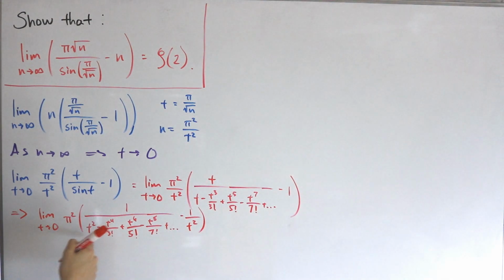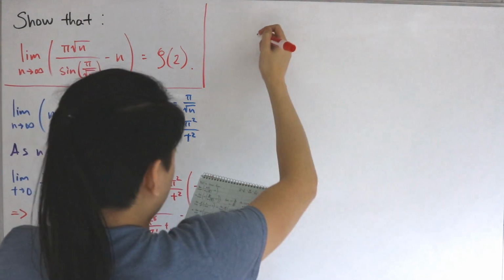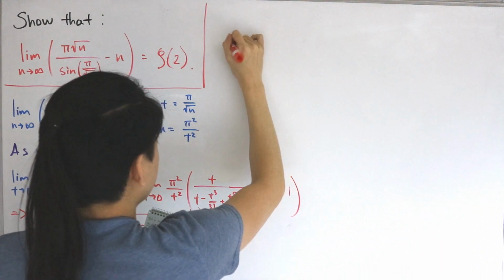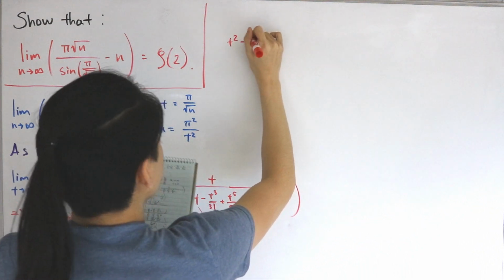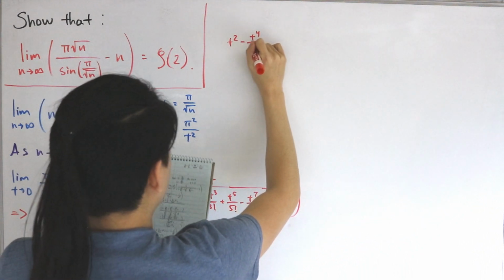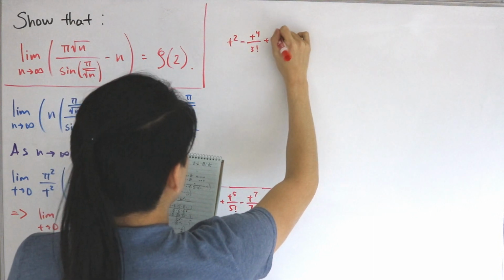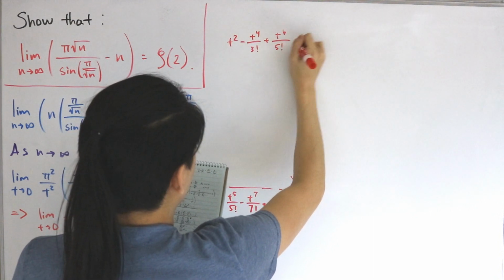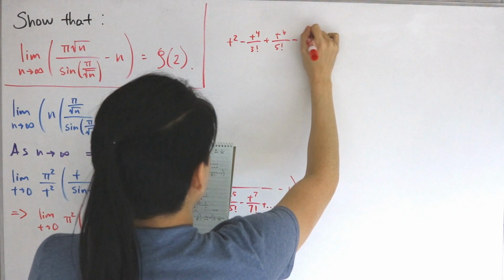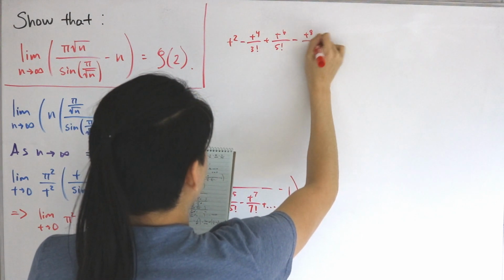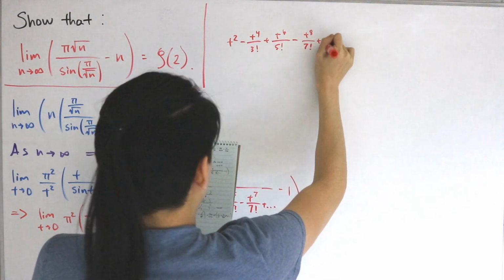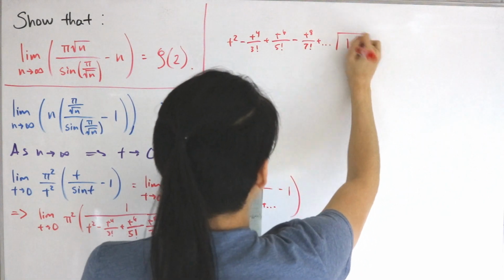So let me now put this with our dividend and our divisor over here. To perform that long division, I have t squared, then minus t to the power 4 divided by 3 factorial, add this t to the power 6 divided by 5 factorial, then minus t to the power 8 divided by 7 factorial, then so on and so forth. So this is divided by 1.